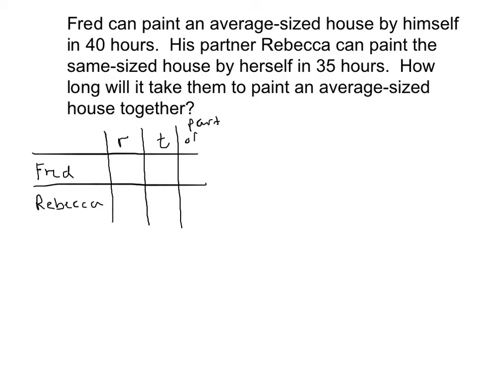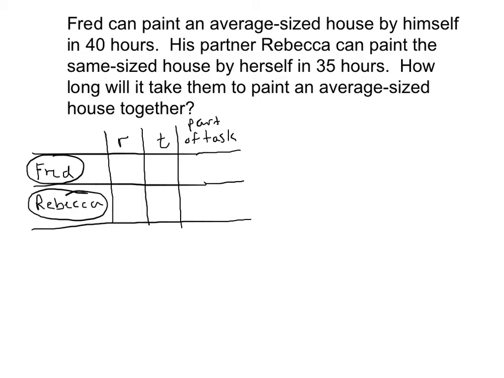Again, this is a work problem, so we are going to be interested in the part of the task that each of them is going to complete. Now, if you think about this problem as a work problem, you want to remember that the part of the task that Fred completes plus the part of the task that Rebecca completes is going to equal some sort of a total. Now, in this particular case, the total means that you're going to have one painted house. And so that is going to represent your complete job.